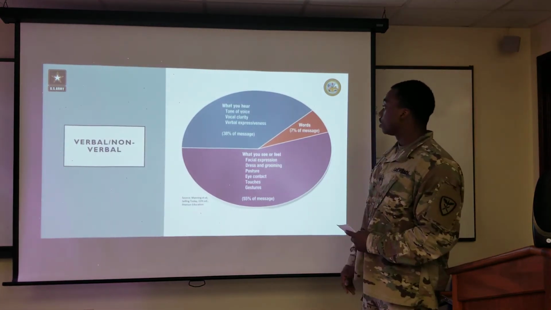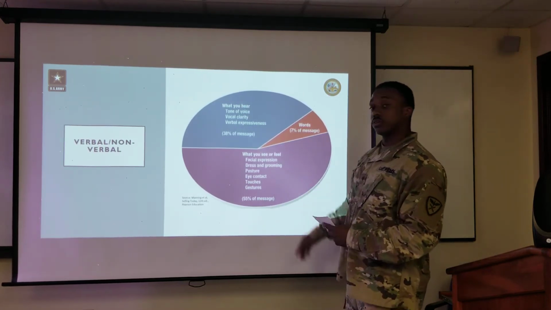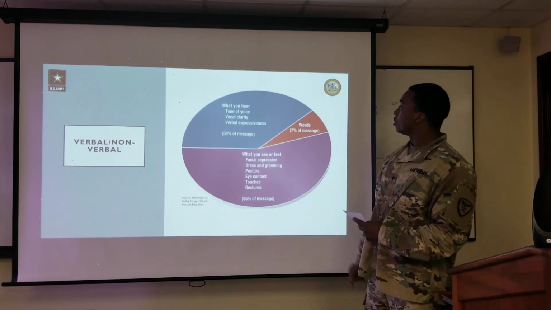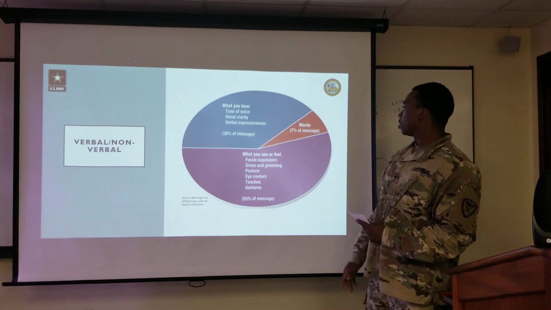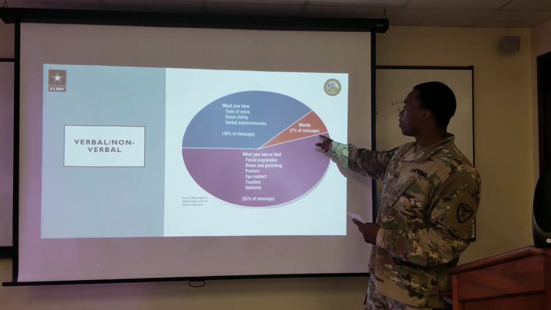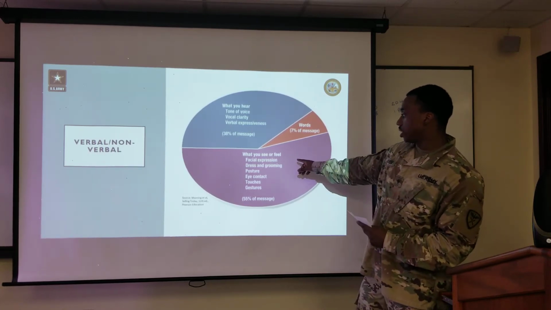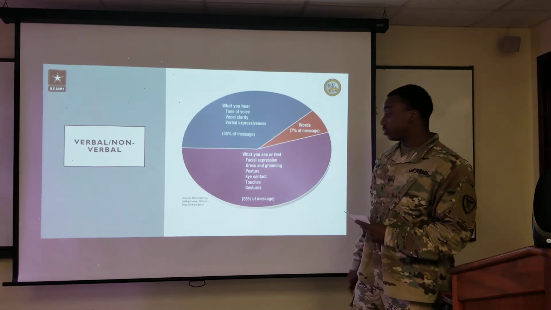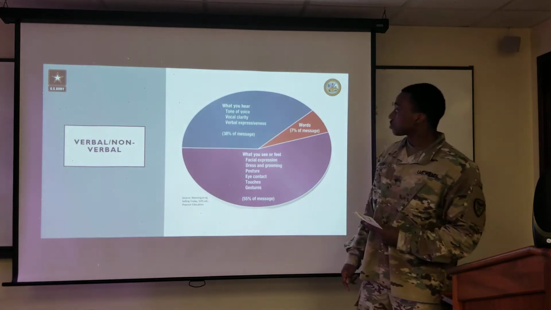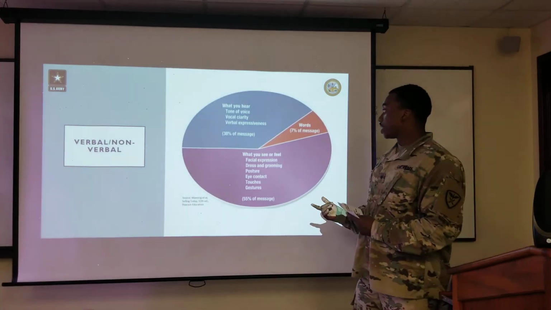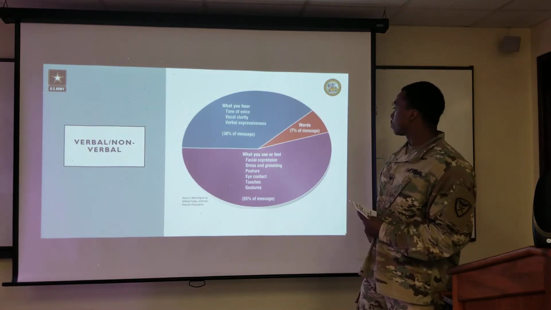As you can see by this chart, this big portion right here represents what you see or feel, and this is 55% of the message. The blue represents what you hear, and that is 38% of the message. And the red right here is the words, which is 7% of the message. In what you see or what you feel, it represents the facial expression, dress and grooming, posture, eye contact, touches, and gestures. What you hear is represented as the tone of your voice, vocal clarity, and verbal expressiveness, and of course words.